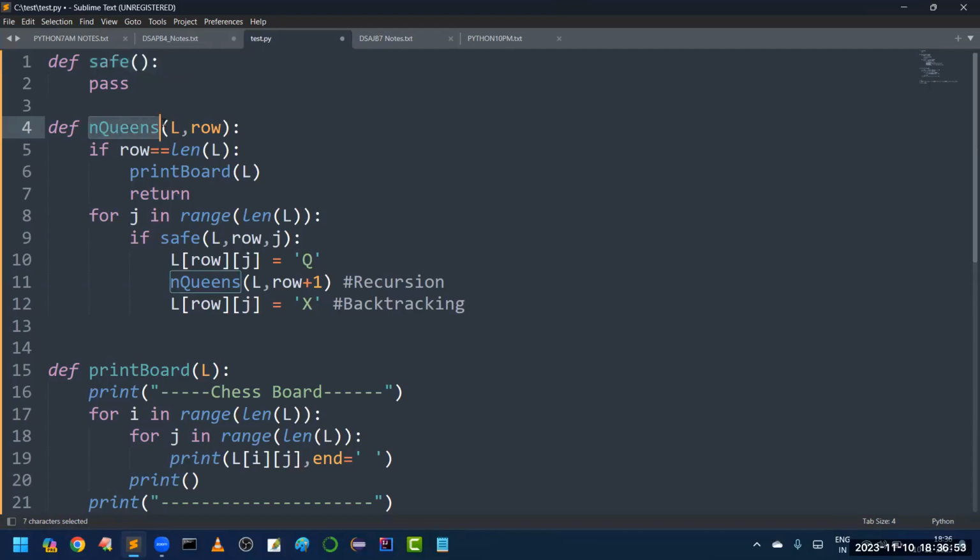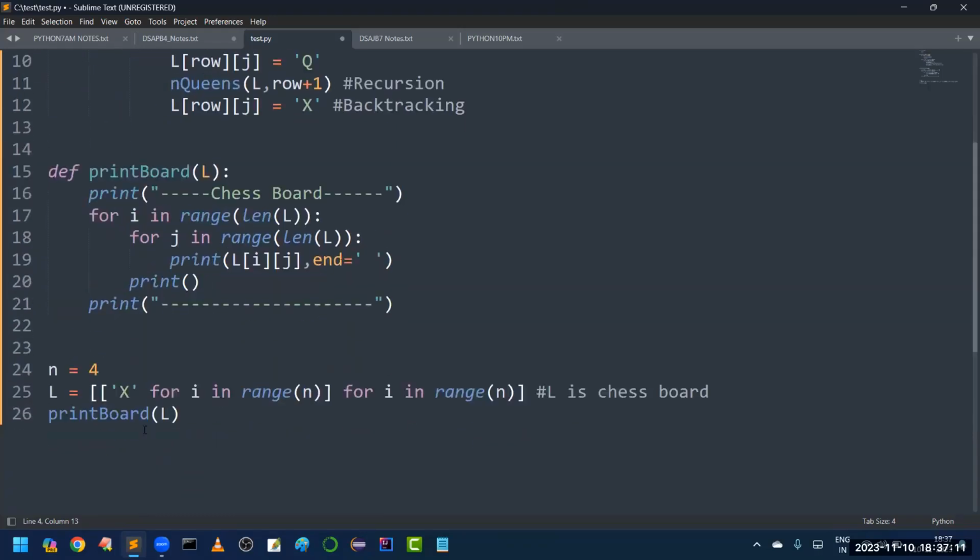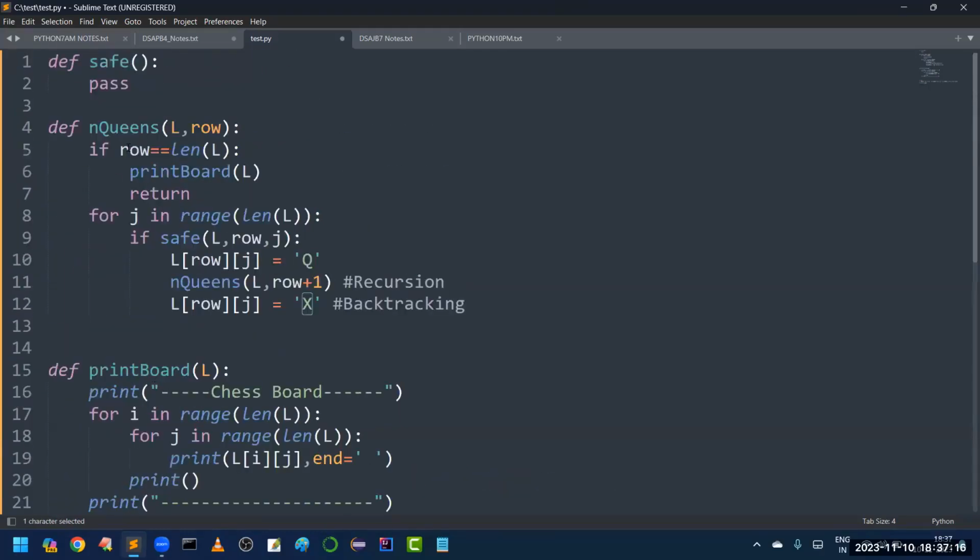Next, nQueens. It takes a list and then a row value. In this list, it is a matrix style. If you give the input as n equal to 4, a 4 by 4 chessboard will be created. In that, every value is by default given a capital X, which indicates an empty position. We are going to check whether the solution is found or not. How can you check? If the row value reaches the length of the list, we have come to the solution. Then we print that board.